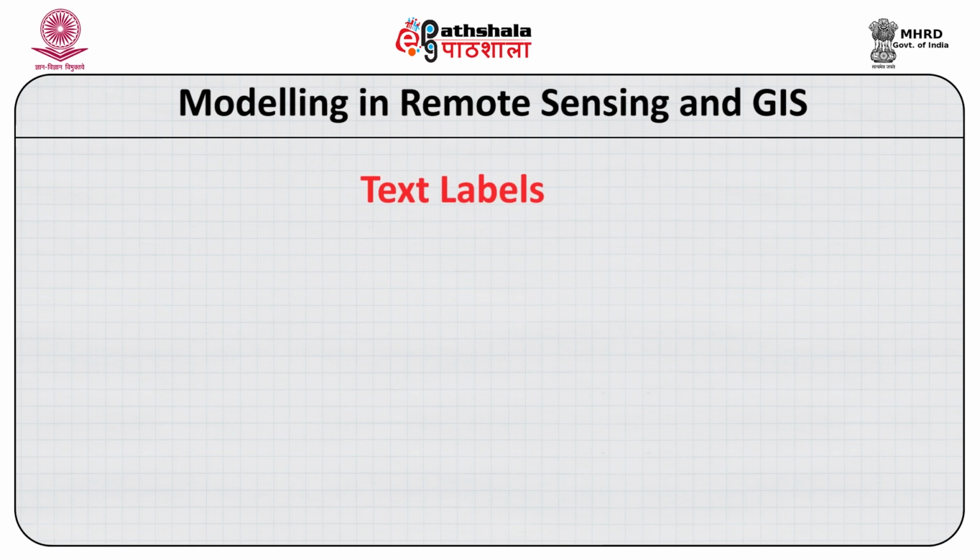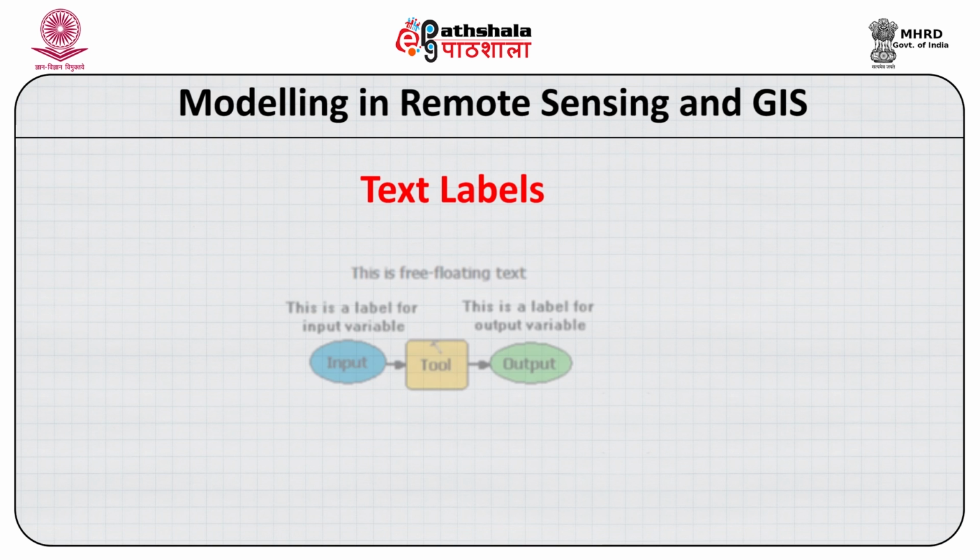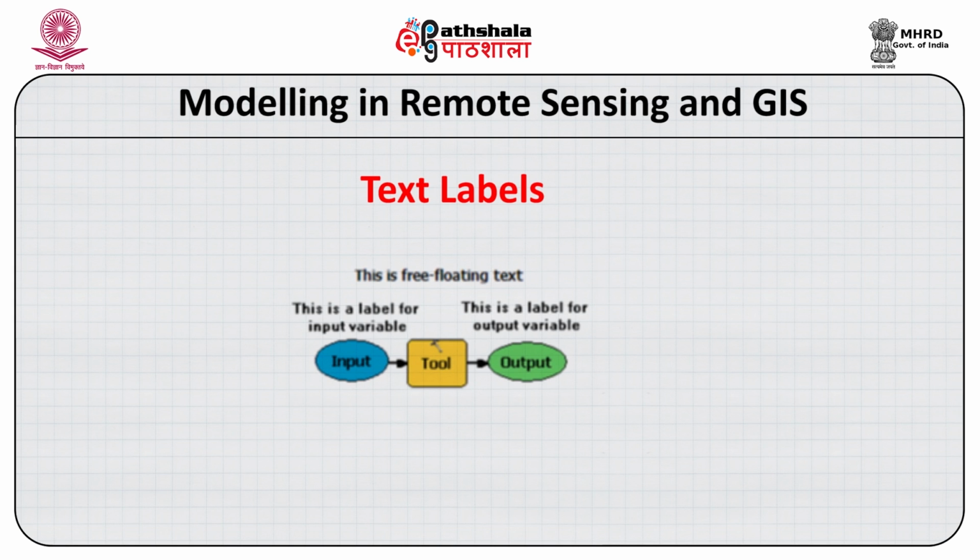Then come to the next thing, that is the text label. In addition to the variable, tool and connector model elements, there are text label elements, which are graphical elements of explanatory text in a model. Labels can be attached to elements or float freely in the model diagram. In this way, a model can be developed in ArcMap.